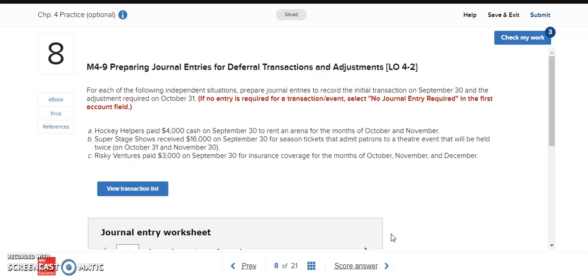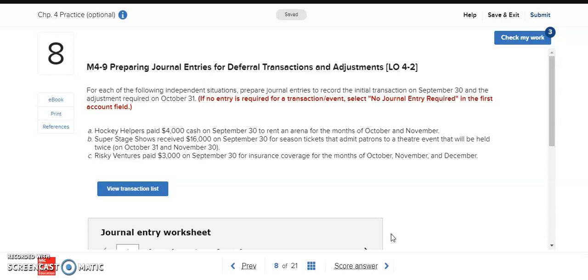Adjustments are necessary at the end of the accounting period before you prepare your financial statements to make sure that revenues and expenses are reported in the correct accounting period and that assets and liabilities are reported at their correct amounts. There are two types of adjustments: deferrals and accruals. The first problem we're working on deals with deferrals. Deferrals occur when cash is received or paid too early, before the revenue has been earned or expense has been incurred. For example, airlines are paid before the flight occurs, before the revenue is earned.